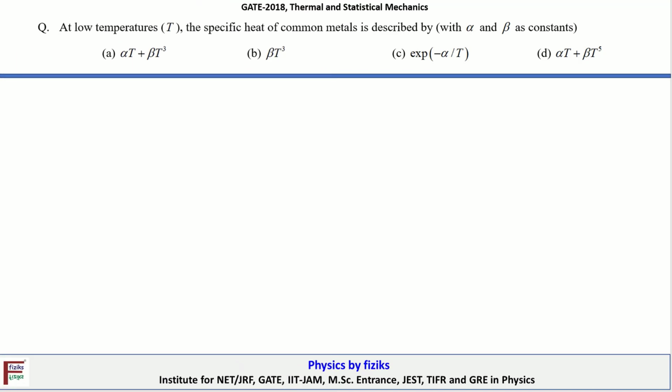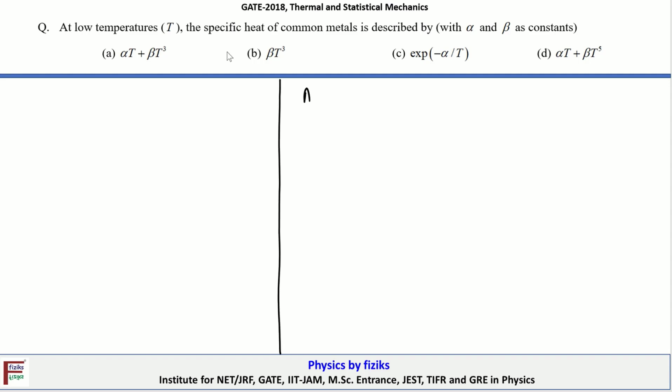So in this video I'm going to discuss the question in thermal and statistical mechanics which appeared in GATE 2018 examination. So let's take a look at the first problem. The statement is, at low temperature T, the specific heat of a common metal is described with alpha and beta as constants.